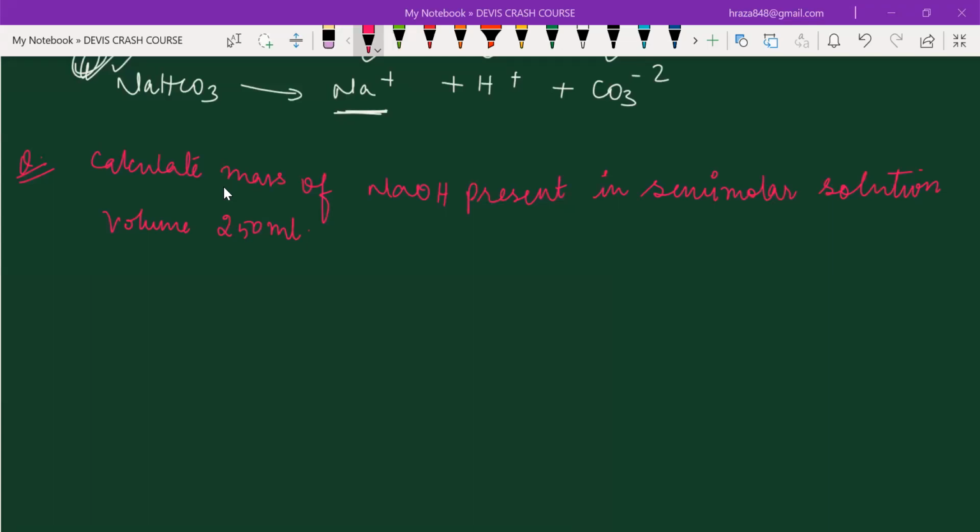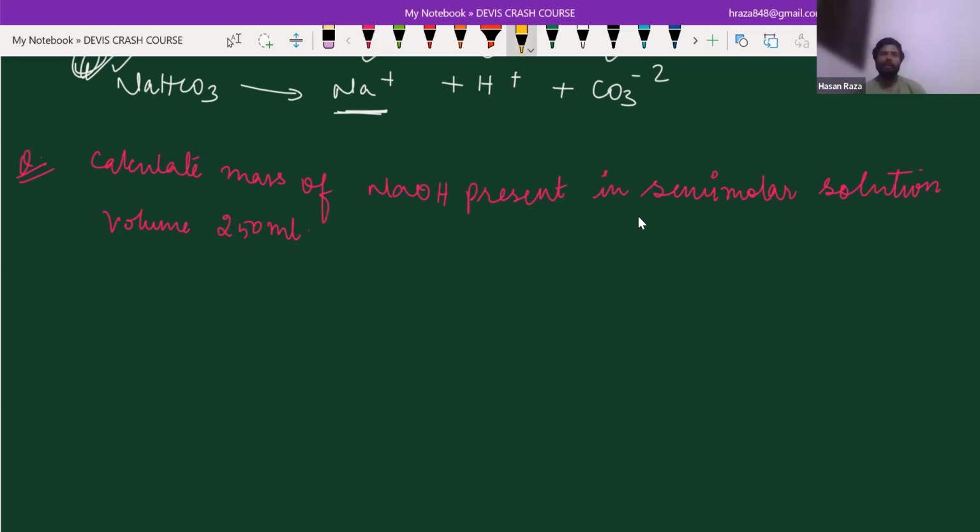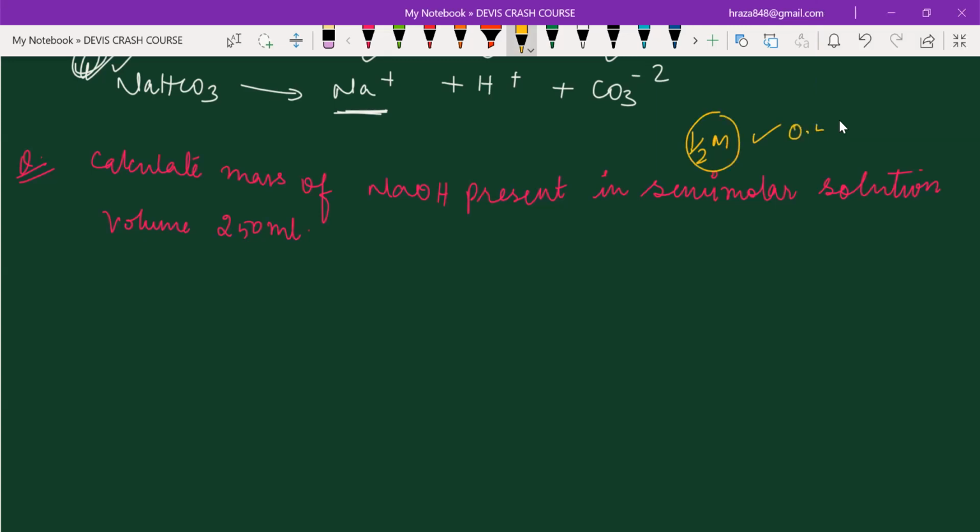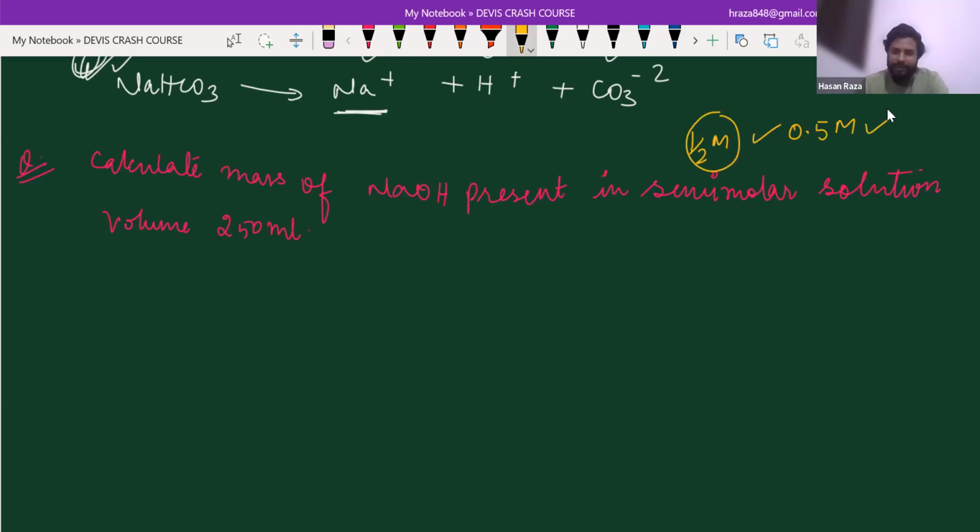Semi-molar solution means, there are some terms that we are sure aware of, like semi. Do you know what is a semicircle? Half a circle. Half. That means semi-molar means half M given, that means 0.5 M given. Very easy. Okay. Now you can do it.